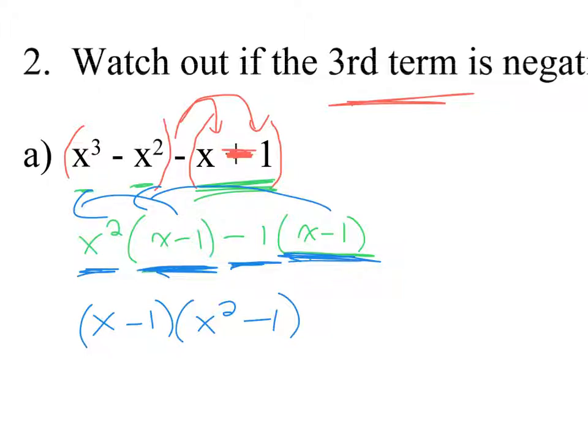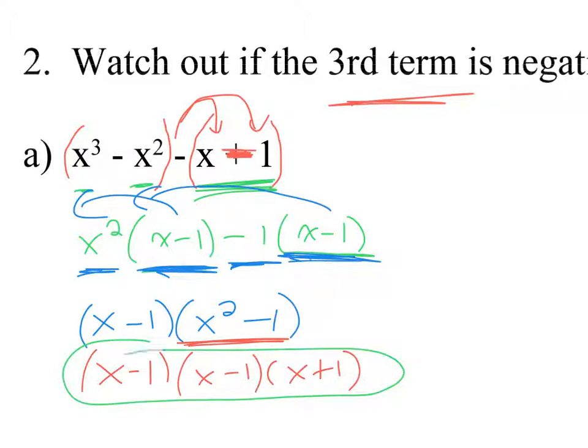We have a difference of squares. Ding, ding, ding. So this final factored form is going to look like x minus 1 times x squared minus 1, which of course is a difference of squares. x minus 1, x plus 1. And there is my final answer. x minus 1, x minus 1, x plus 1. Of course, if you want to, you could write that as x minus 1 quantity squared times x plus 1.